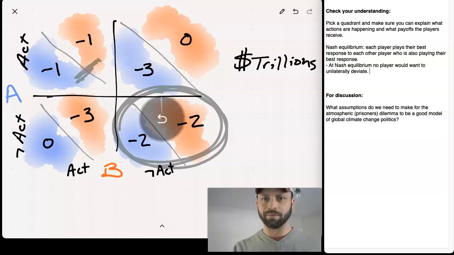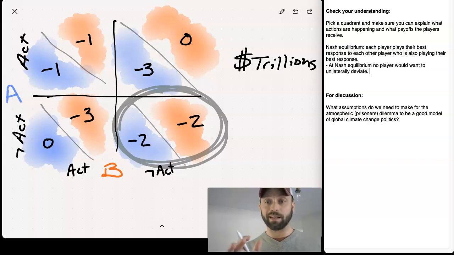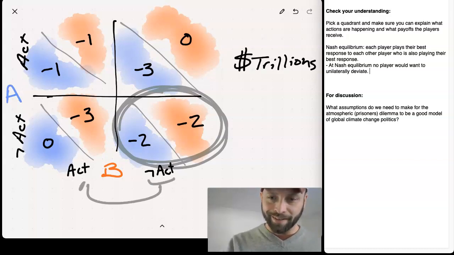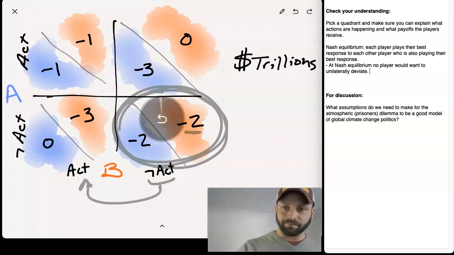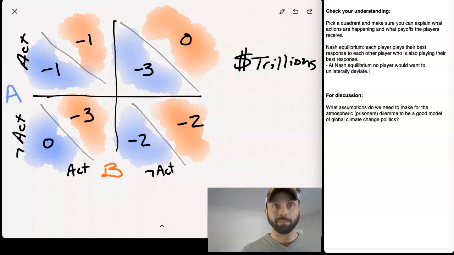Because I can see some of you are probably thinking, oh, but what about this quadrant? Wouldn't it be better off if both of them were there? Yes, we're going to talk about that in a second. But the issue is that from this non-action point, neither player would want to act without knowing for sure that the other player would act. Because if player B goes from non-action to action, all of a sudden they go from -2 trillion to -3 trillion. So unilateral action doesn't make them better off. And it's a symmetrical problem, so that's also the case that the other player is considering.